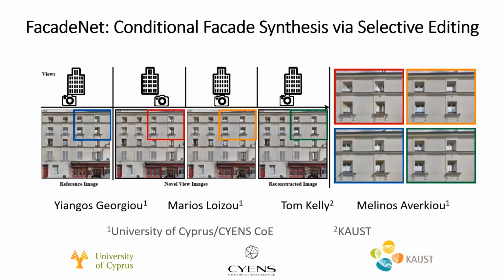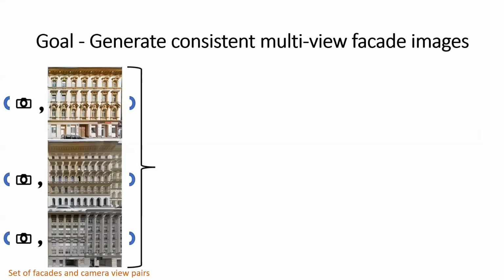Hi, my name is Georgiou, and today I will introduce FacadeNet, a collaborative project involving the University of Cyprus, Science Center of Excellence, and KAUST University. The primary objective of FacadeNet is to create coherent multi-view facade images by leveraging a large-scale dataset that includes facade images and their corresponding camera views as input.